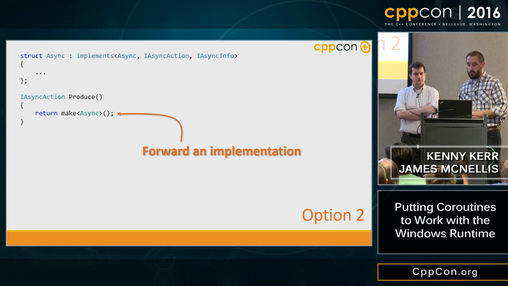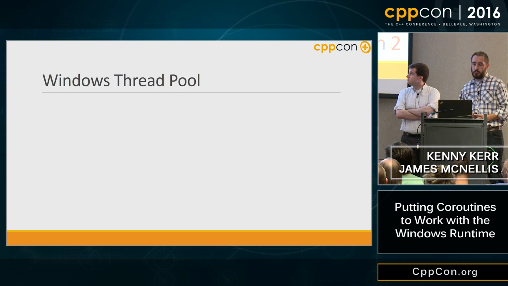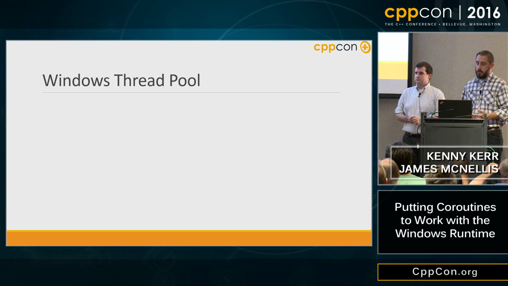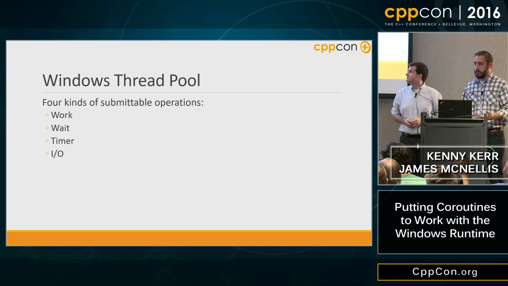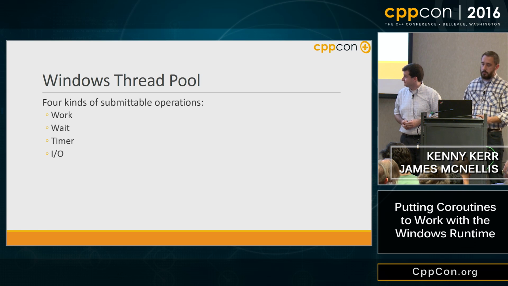But nobody wants to actually implement those interfaces. That's kind of a chore. So we want to be able to integrate the Windows thread pool in such a way that we can get that work done for us very efficiently and very simply. So the Windows thread pool has 4 types of objects that you can actually submit to the thread pool to get work on the thread pool.